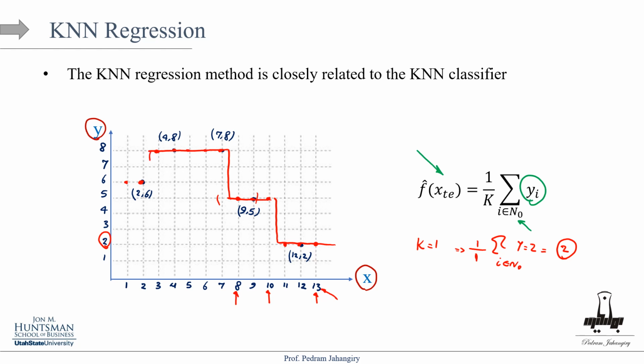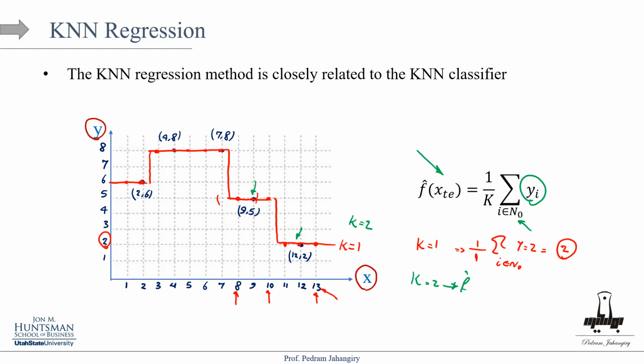So this is our regression line when k is equal to 1, right? Now, let's look at another example. What if k is equal to 2? For that, I'm going to use green. So if k is equal to 2, and x is equal to 13, the first closest two neighbors are going to be these two. And the model is going to do something like this. K is equal to 2.